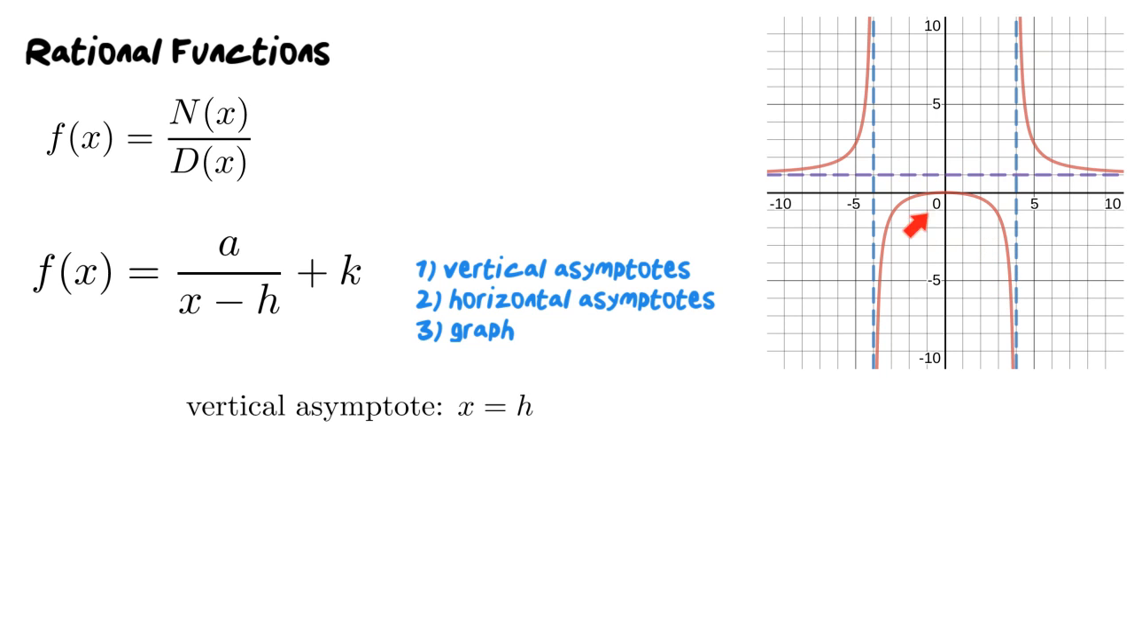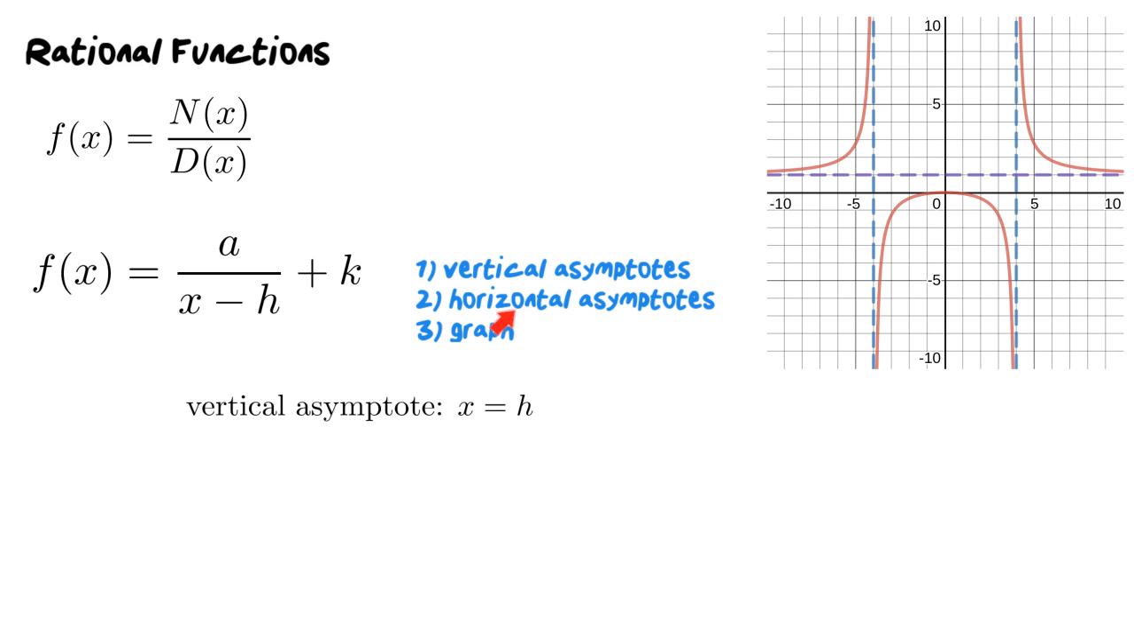So what happens there is it divides the graph into sections horizontally. And as the graph approaches those lines, it'll get closer and closer. It'll either zoom up or zoom down. It'll get closer and closer to that line, but never touch it or cross it. So those are our vertical asymptotes.